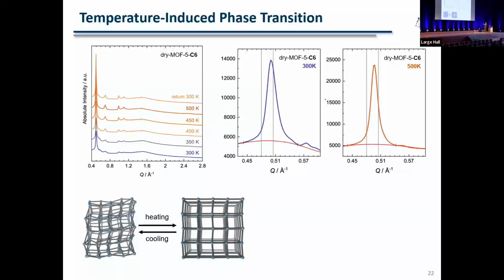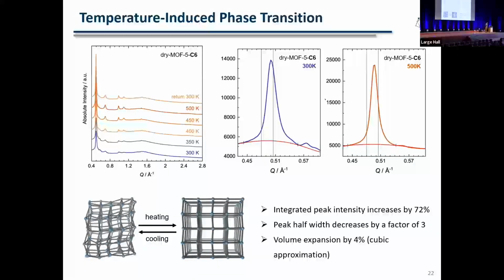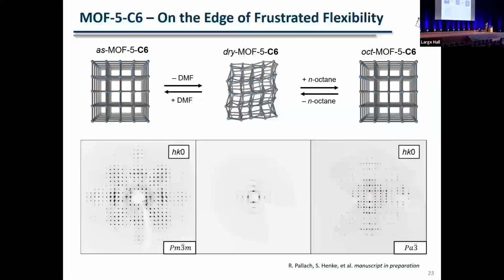Okay, we can follow that. So the intensity of the reflections shift, all of this, is in line with that. And we can also follow this with reciprocal space maps again. The C6 case is quite interesting because it also has a different structure when you put N-octane in it. It's cubic, yes, but it's a different space group. It's Pa-3bar, and this tells us something about the structure in the dry phase.